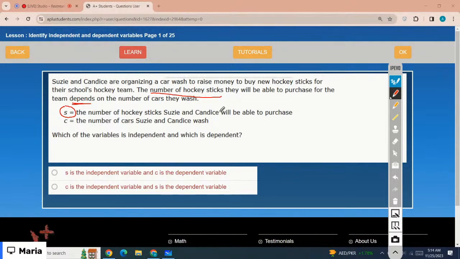So C is the independent variable and S is the dependent variable. The more cars they wash, the more hockey sticks they will buy, right? So C is the independent variable and S is the dependent variable. The correct option is option number 2.